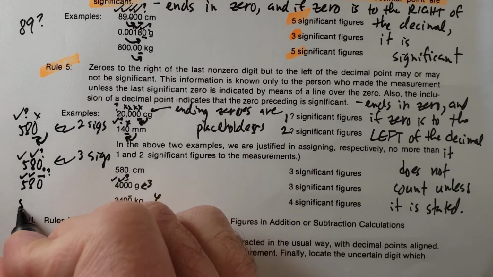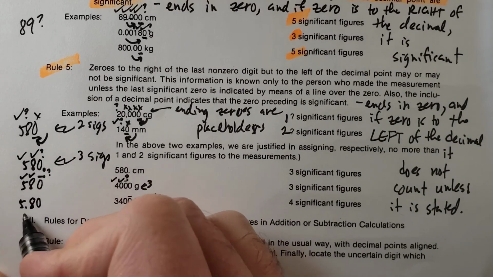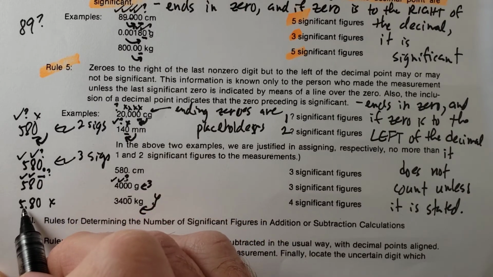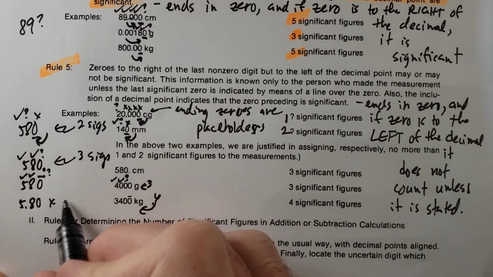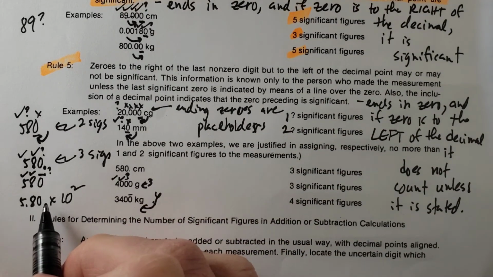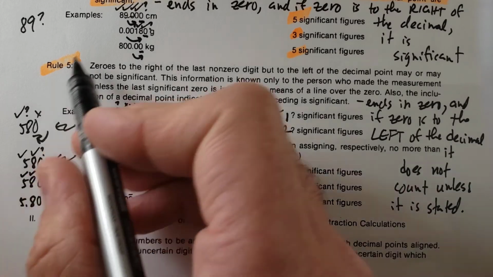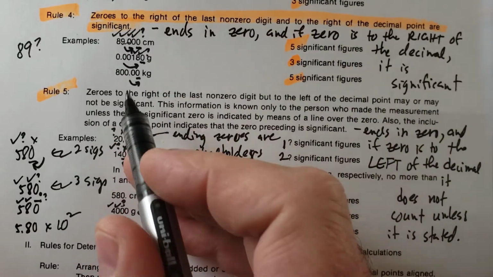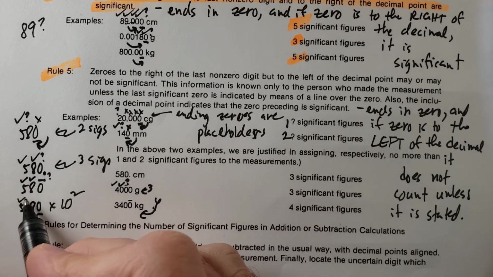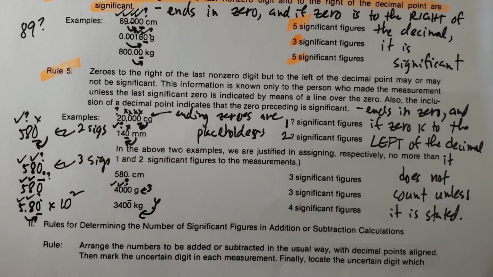And of course, the final way would be to put it in scientific notation, purposely writing that 0 down. So 5.8, the original number is 580, so that's 2 places to the right. And of course, what we're doing by putting that in scientific notation is forcing it to be a rule number 4: ending in 0, and that 0 is to the right of the decimal, so it does count. All right? So those are the main rules for significant digits.